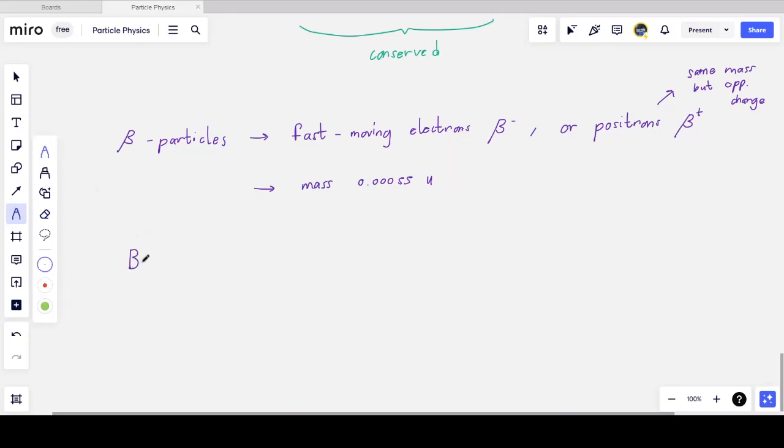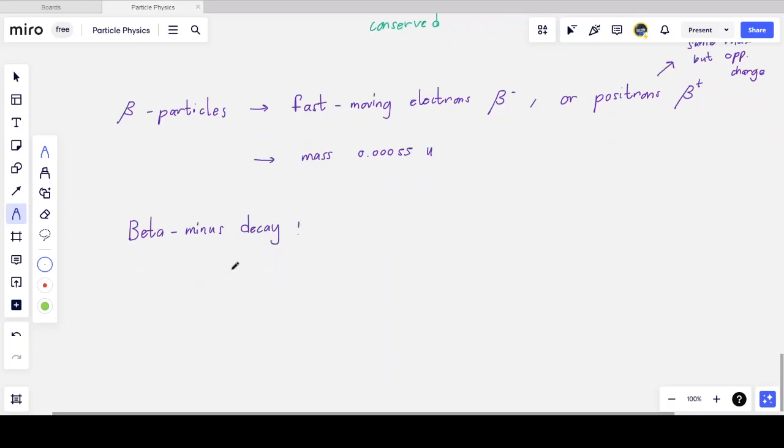So the actual decay that leads to the formation of these particles, there's actually two types. There's beta minus decay, which we'll talk about first. And one example of beta minus decay is carbon-14. So we spoke about carbon-14 earlier, an isotope of carbon.